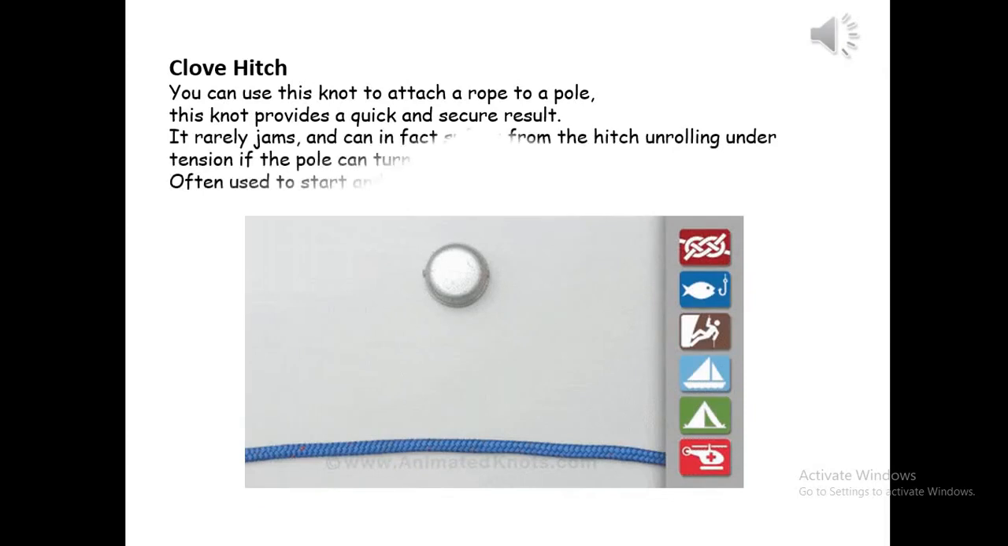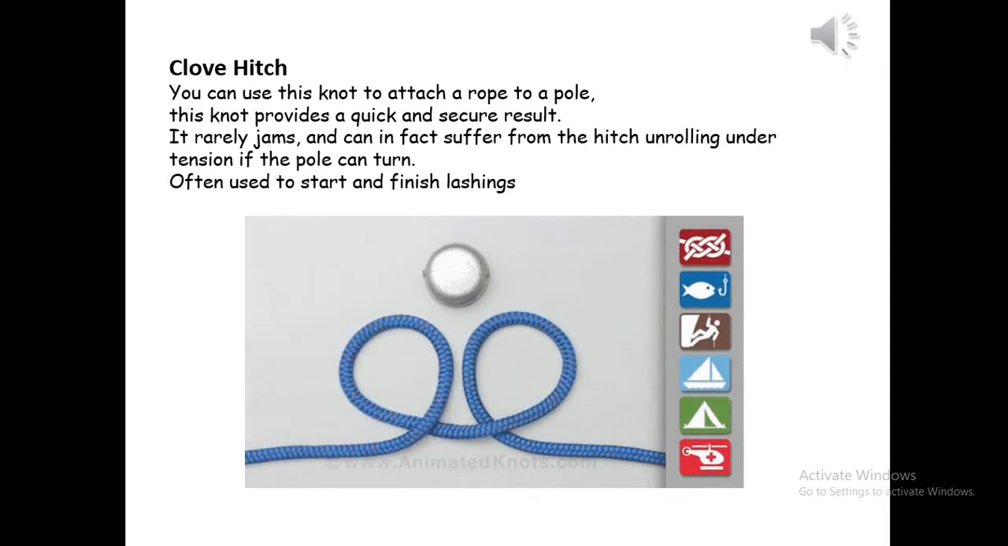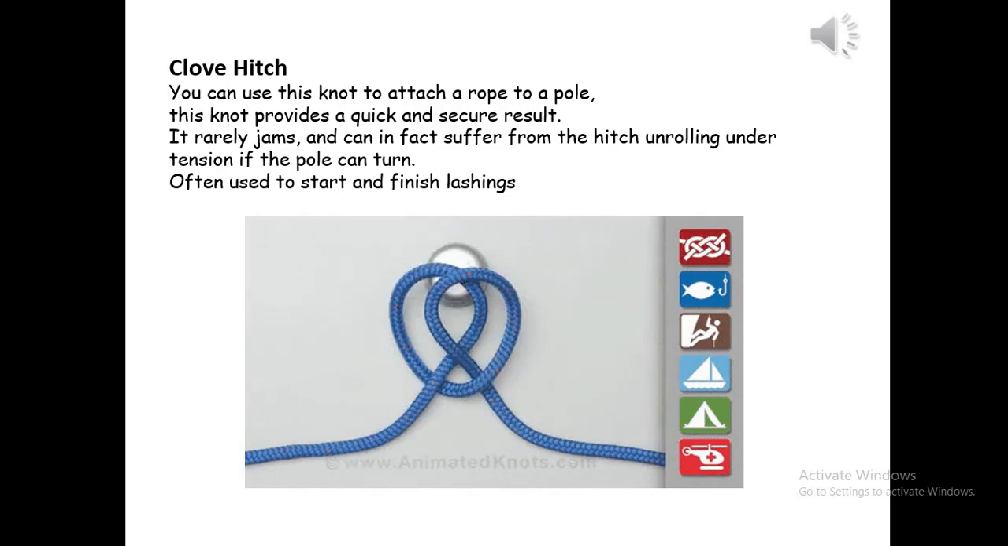Clove hitch. You can use this knot to attach a rope to a pole. This knot provides a quick and secure result. It rarely jams, and can in fact suffer from the hitch unrolling under tension if the pole can turn, often used to start and finish lashings.